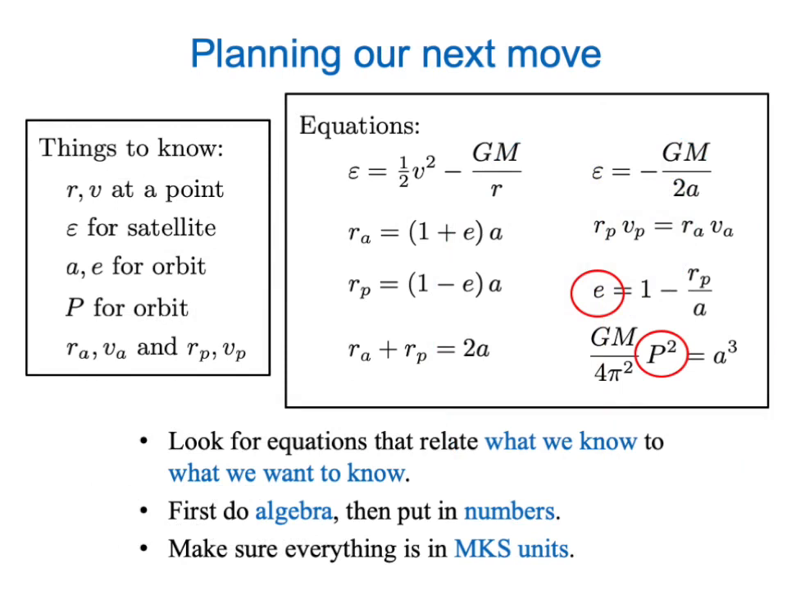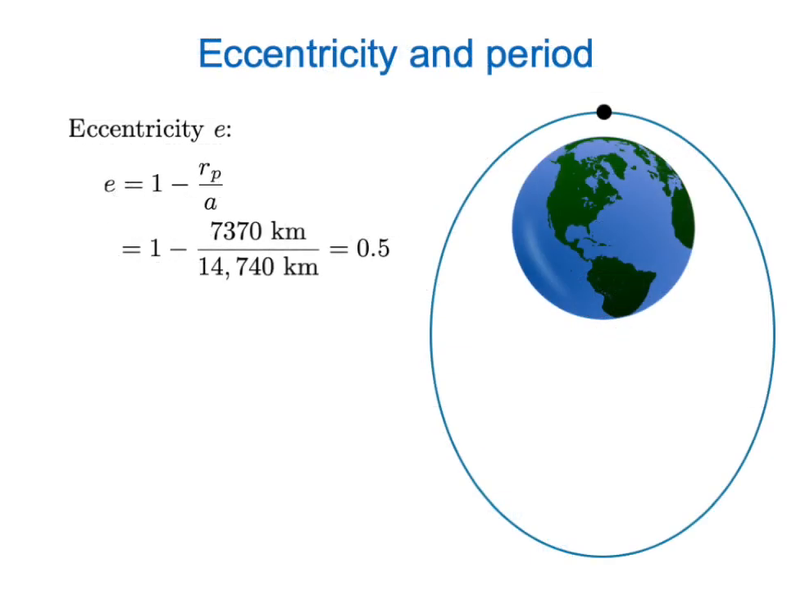Now we're in a position to calculate some more things. For example, from the perigee radius and the semi-major axis, we can find the eccentricity. And also from the semi-major axis, we can calculate the orbital period. Let's do that. The eccentricity is 0.5, being 1 minus rp over a.